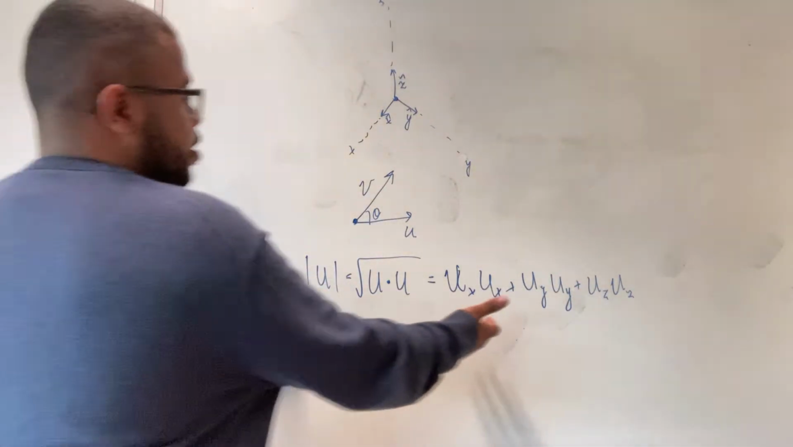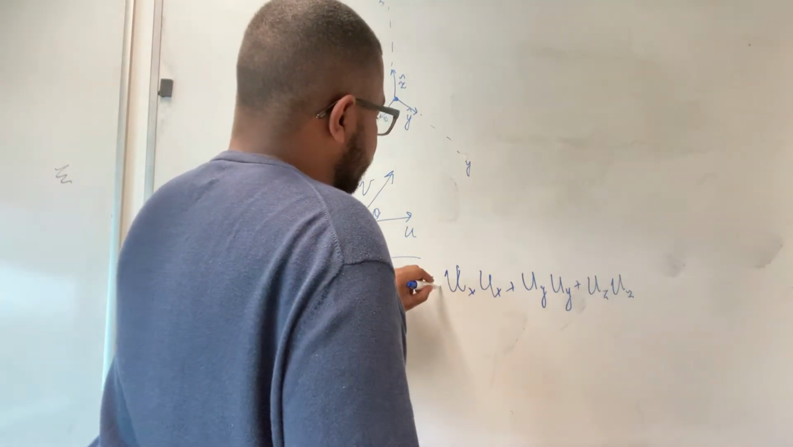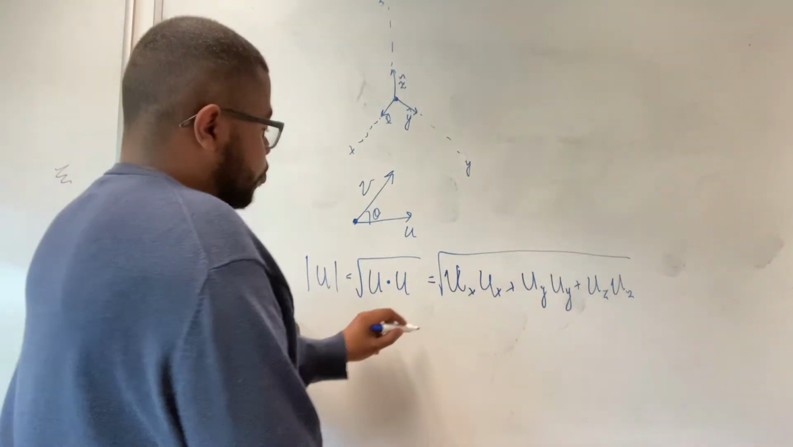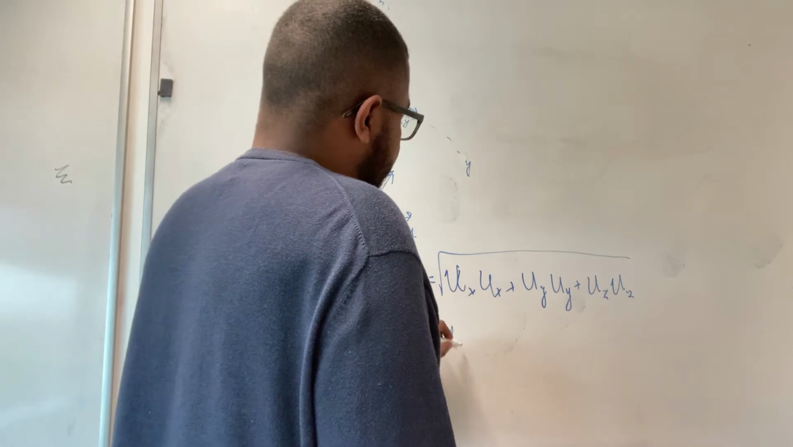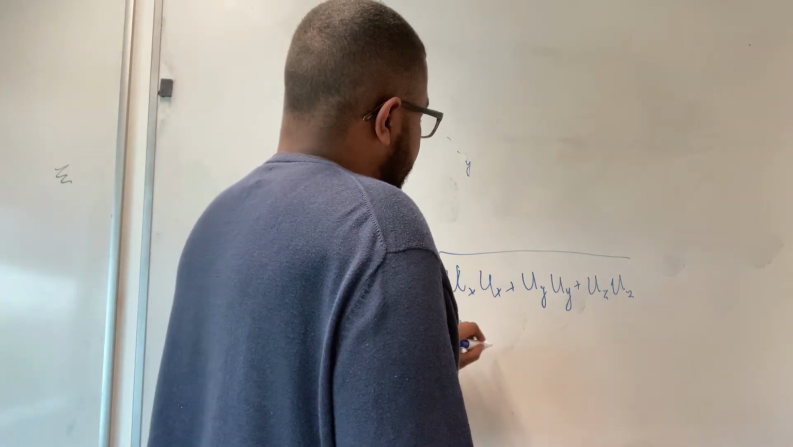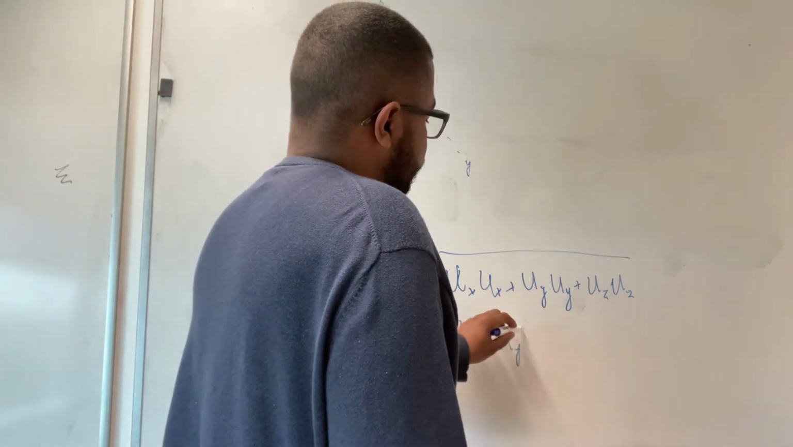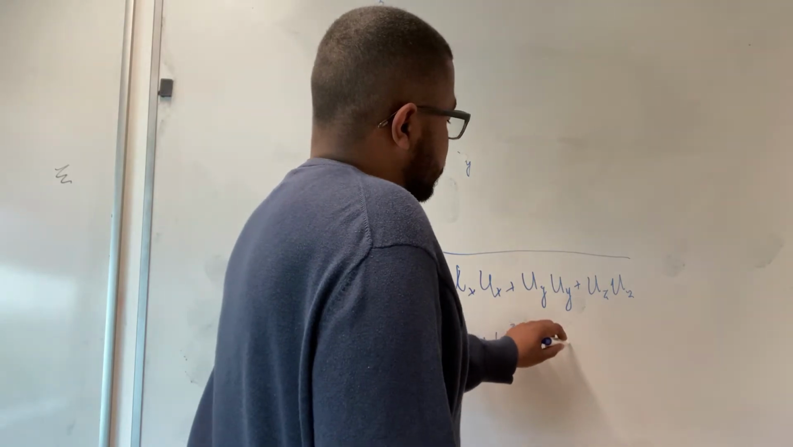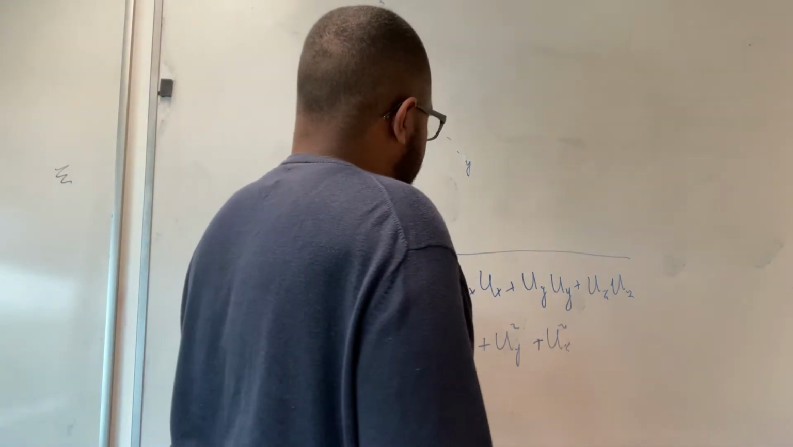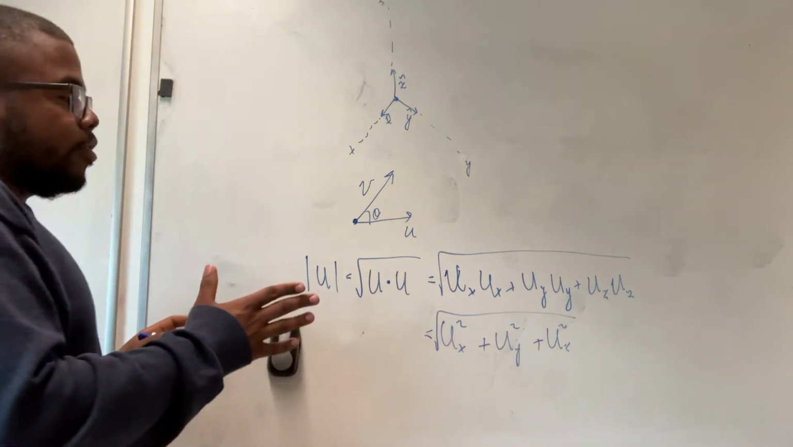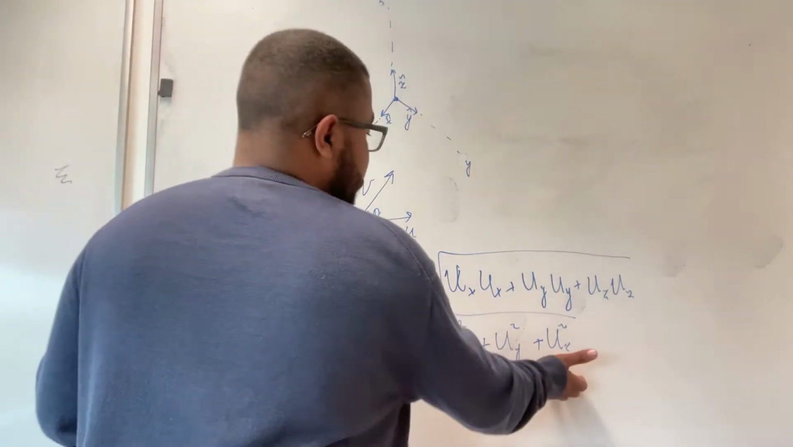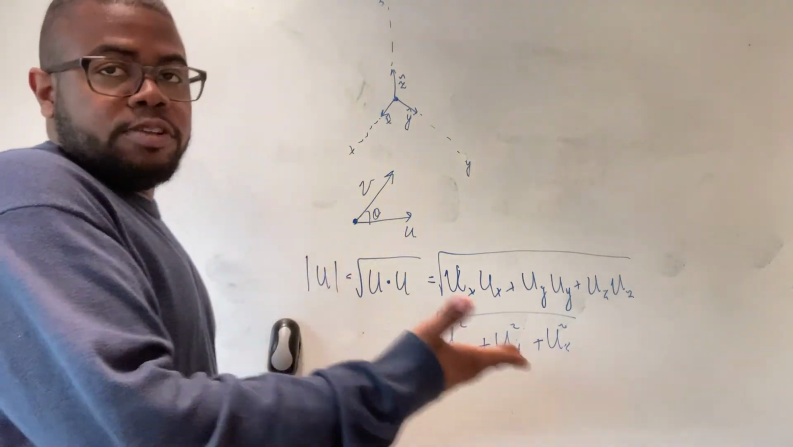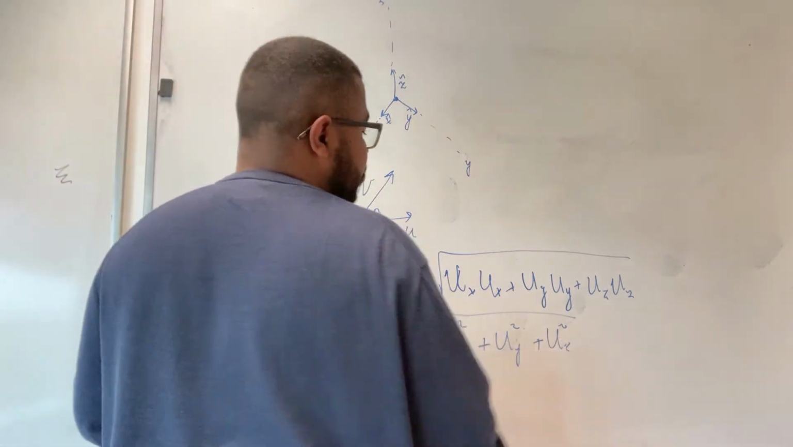What you would have here in principle, and the square root of this, of course, is ux squared plus uy squared plus uz squared. If you can notice it already, this is basically the Pythagorean theorem extended, of course, to 3 dimensions because you have a z component.